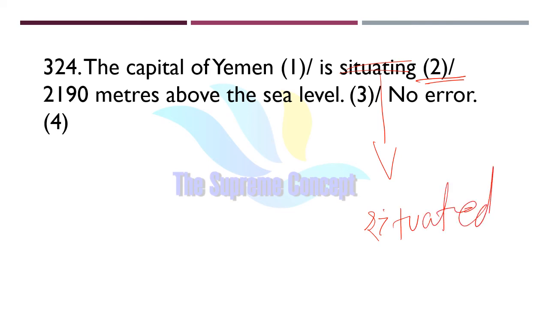Situated, not situating. So we will say the capital of Yemen is situated at 2190 meters above the sea level. Okay, this would be our correct answer here.